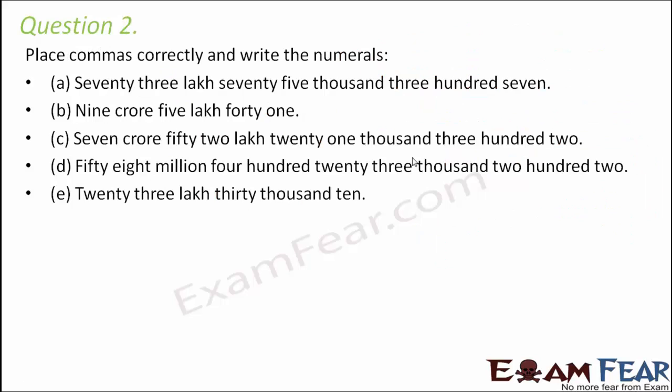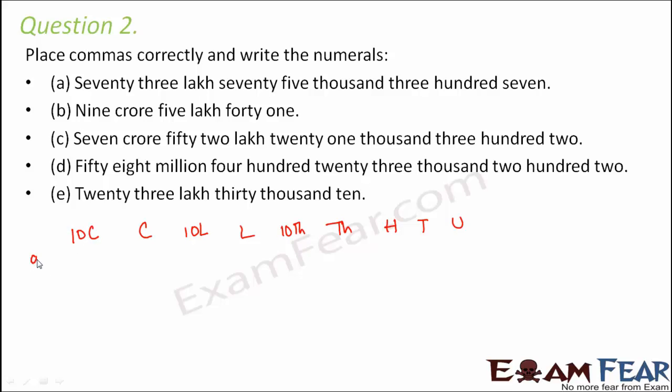Question number 2. Place commas correctly and write the numerals. So the first one is 73,75,307. So how do we write this? Let us start writing it from the units place. So let's say this is unit, tens, hundreds, thousands, 10,000s, lakhs, 10 lakhs, crores, 10 crores, and so on.